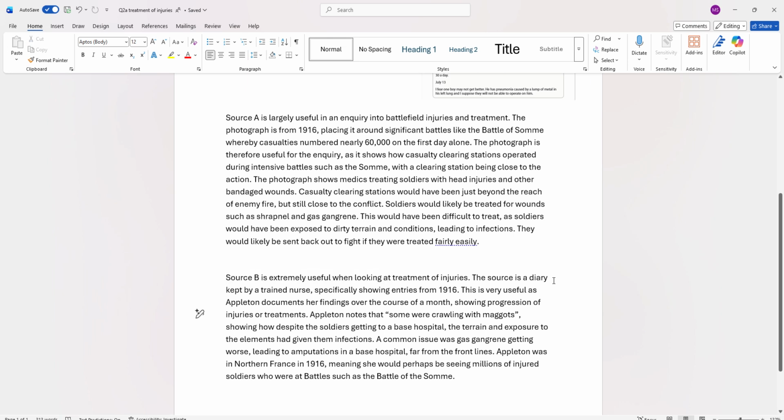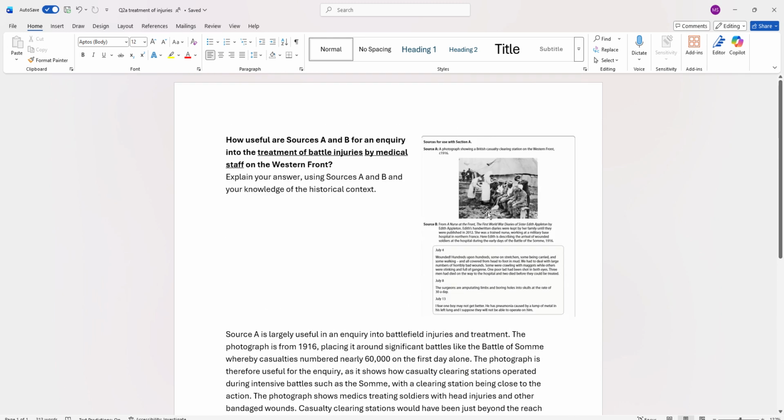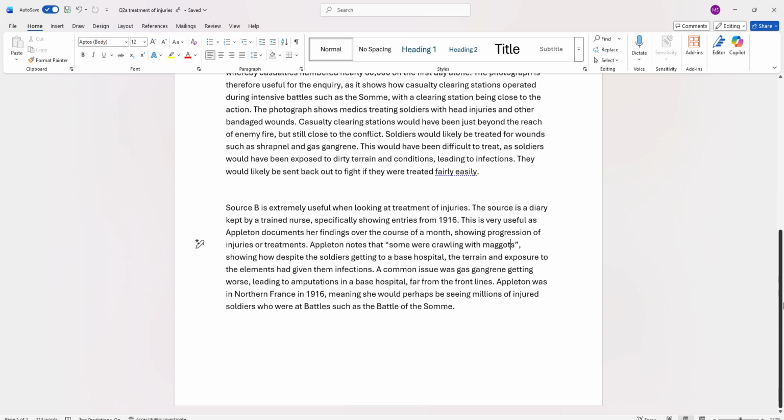The source is a diary. So again, I've gone for nature again. Kept by a trained nurse, specifically showing entries from 1916. I've gone for the date as well. But remember, I am only repeating what is here. I don't get a mark for that. If you just paraphrase what's on the page, I will not give you the mark. The examiner will not give you the mark. So, you can use it, but you need to then say why it is useful.